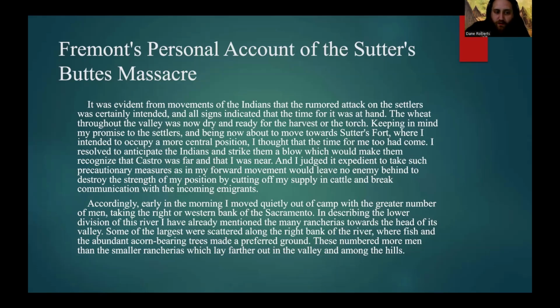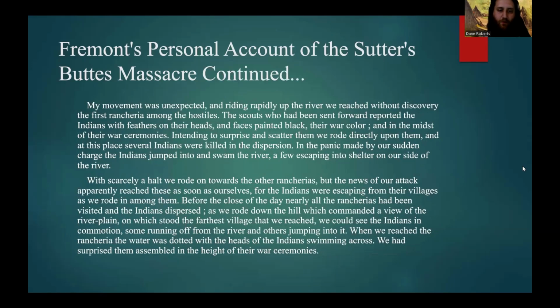In describing the lower division of the river, I have already mentioned that many rancherias towards the head of its valley. Some of the largest were scattered along the bank of the river, where fish and the abundant acorn bearing trees made a preferred ground. These numbered more men than the smaller rancherias, which lay further out in the valley and among the hills.